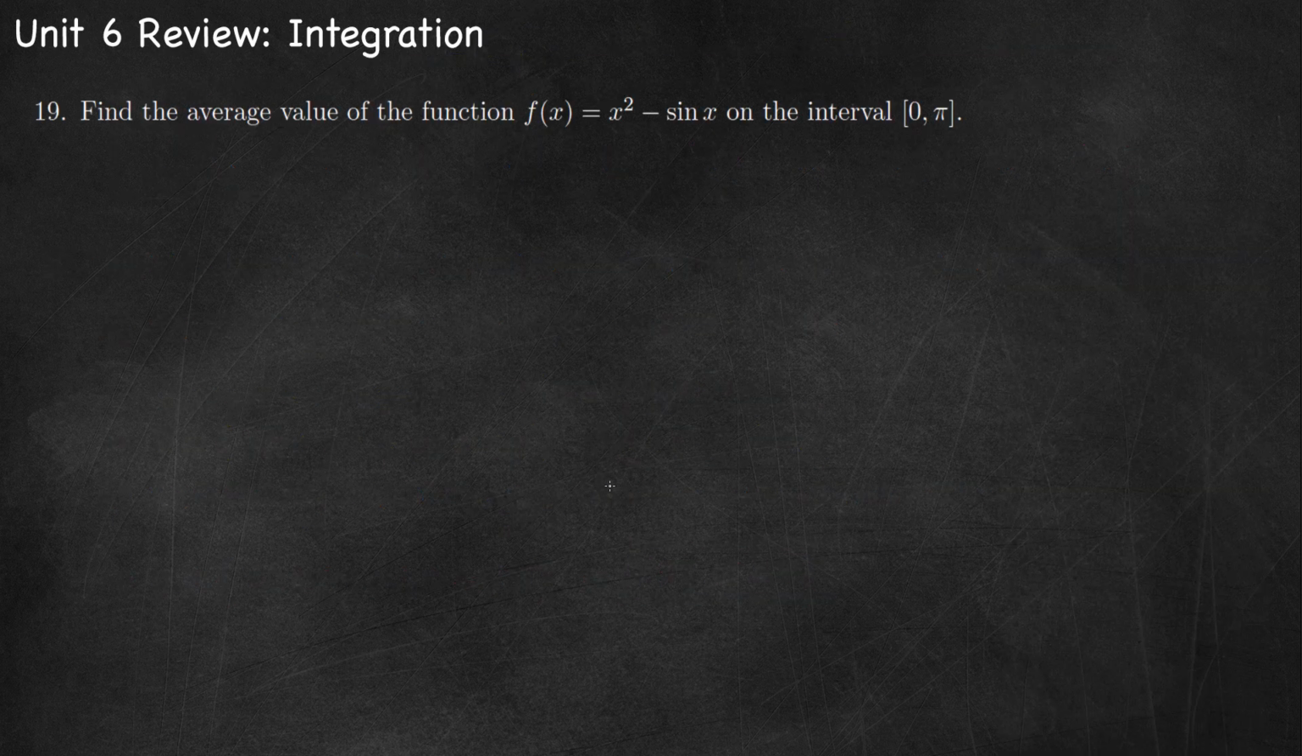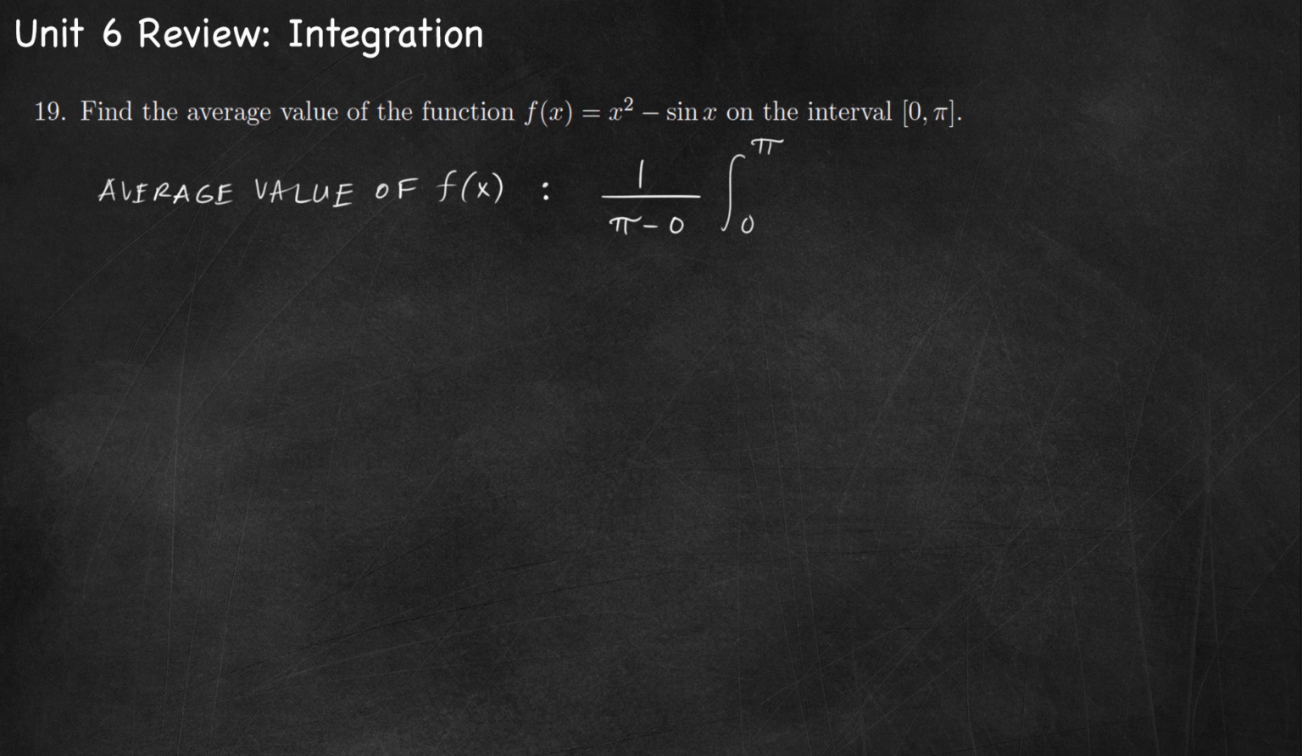19. Find the average value of the function f(x) equals x squared minus sine x on the interval from 0 to pi. We're going to use our average value formula. You have to memorize this one. The average value of f(x) is 1 over (b minus a), so pi minus 0, times the integral from a to b of the function you want to find the average value of, so f(x) dx.